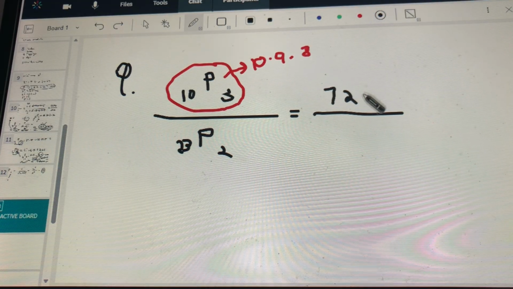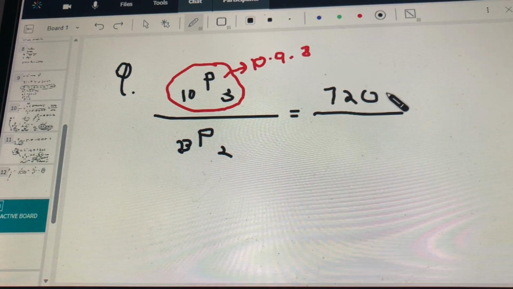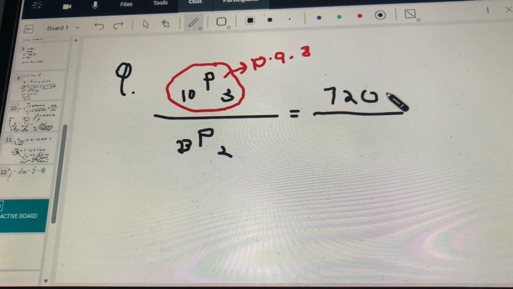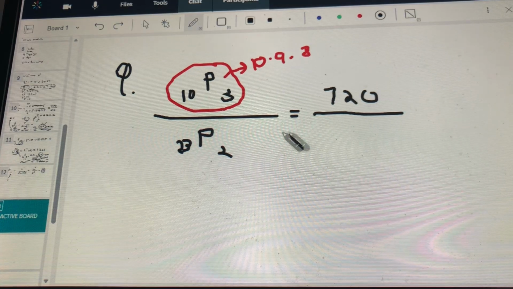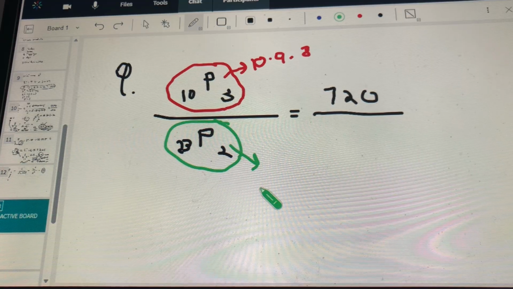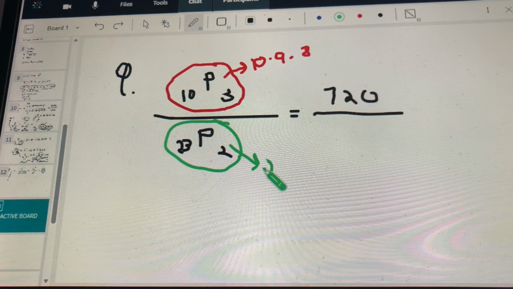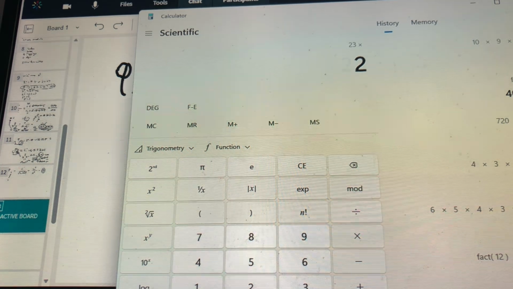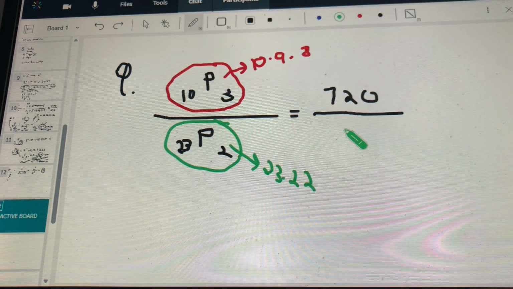That can be a problem all by itself. In fact, the first 8 problems were like that. Normally, you just say 720. It's usually not a fraction or a decimal here. But if I do 2 separate permutations and divide them, then it becomes a probability. 23 permutation 2 is 23 times 22, and stop after 2 numbers. 23 times 22 is 506.